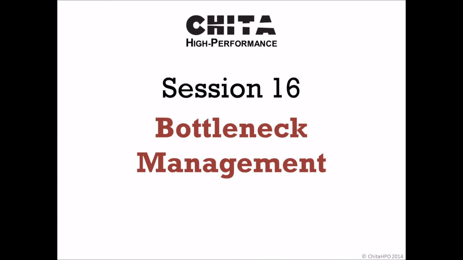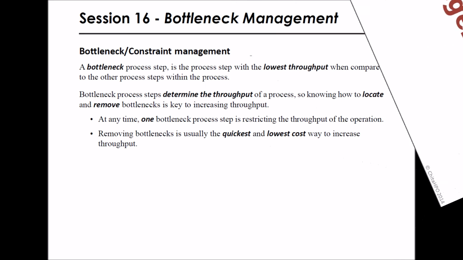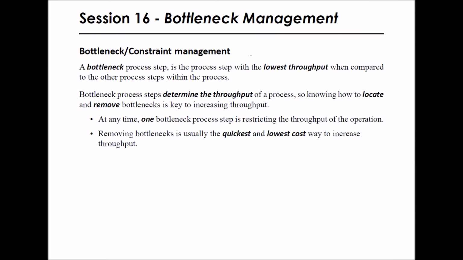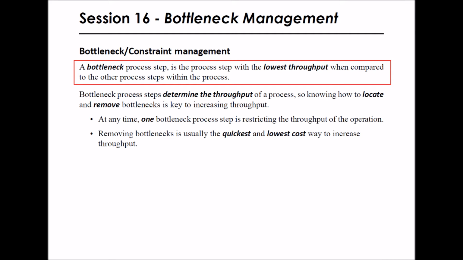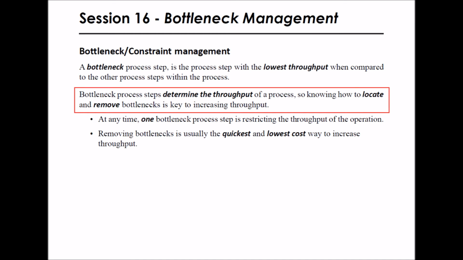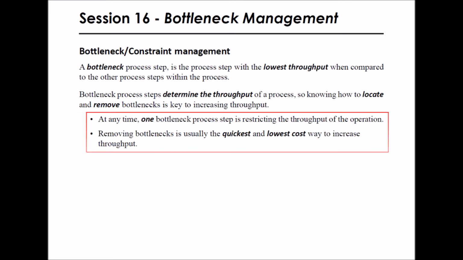Session 16, Bottleneck Management. The quickest way to increase throughput is usually through bottleneck management. A bottleneck process step is the process step with the lowest throughput when compared to the other process steps within the process. Bottleneck process steps determine the throughput of a process, so knowing how to locate and remove bottlenecks is key to increasing throughput. At any time, one bottleneck process step is restricting the throughput of the operation. Removing bottlenecks is usually the quickest and lowest cost way to increase throughput.